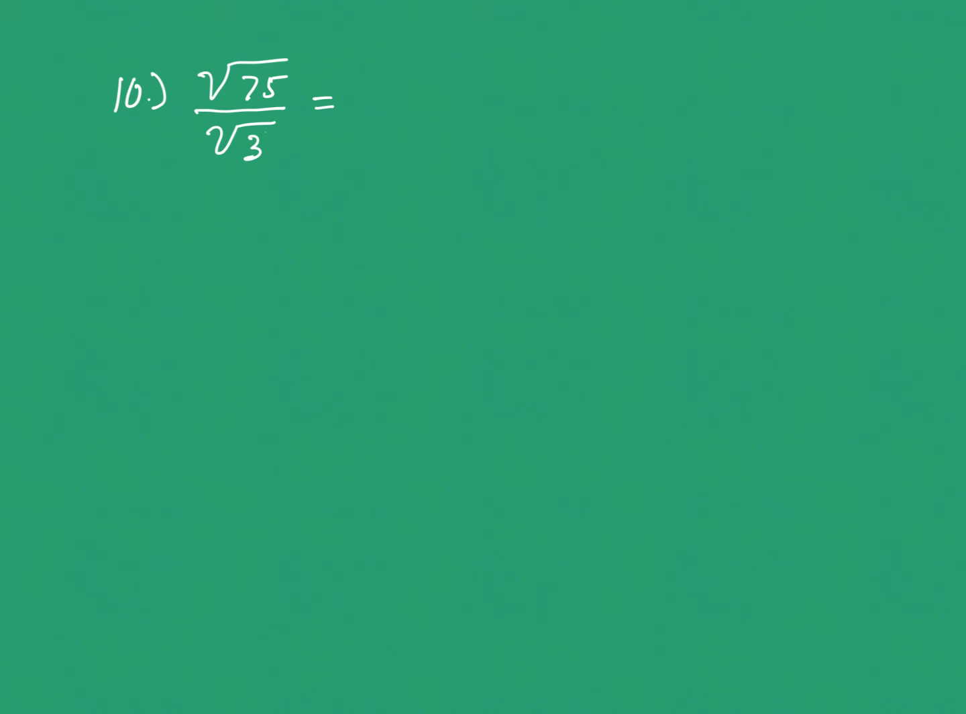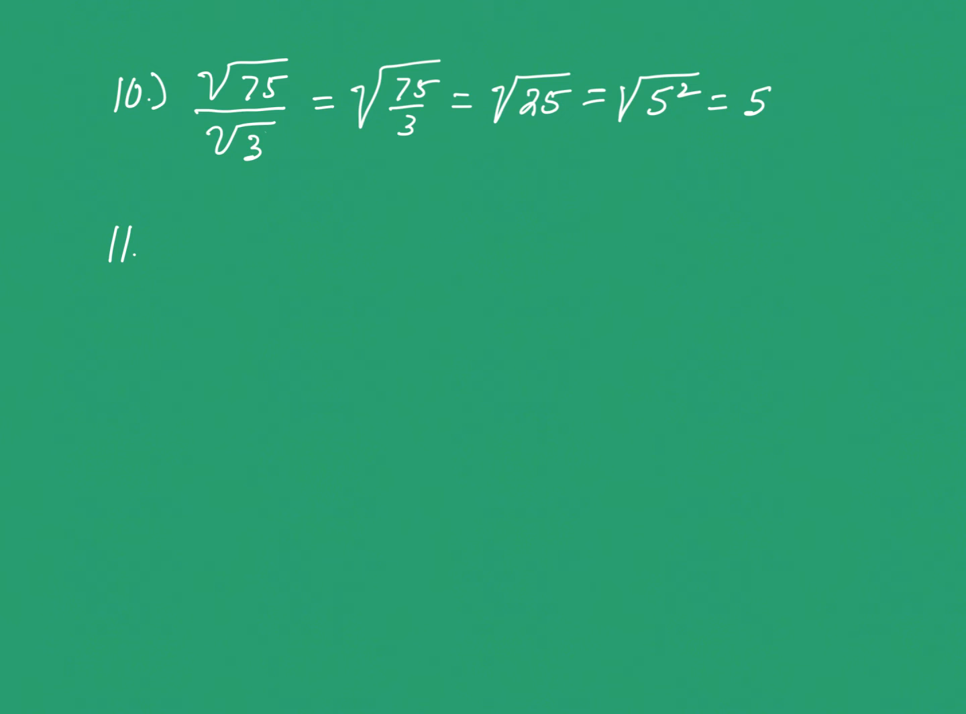Okay, we have number 10, the square root of 75 divided by 3, and we know that the square root of 75 divided by 3 is the square root of 25. We know that 25 is 5 squared, so the square root of 5 squared is going to be 5.